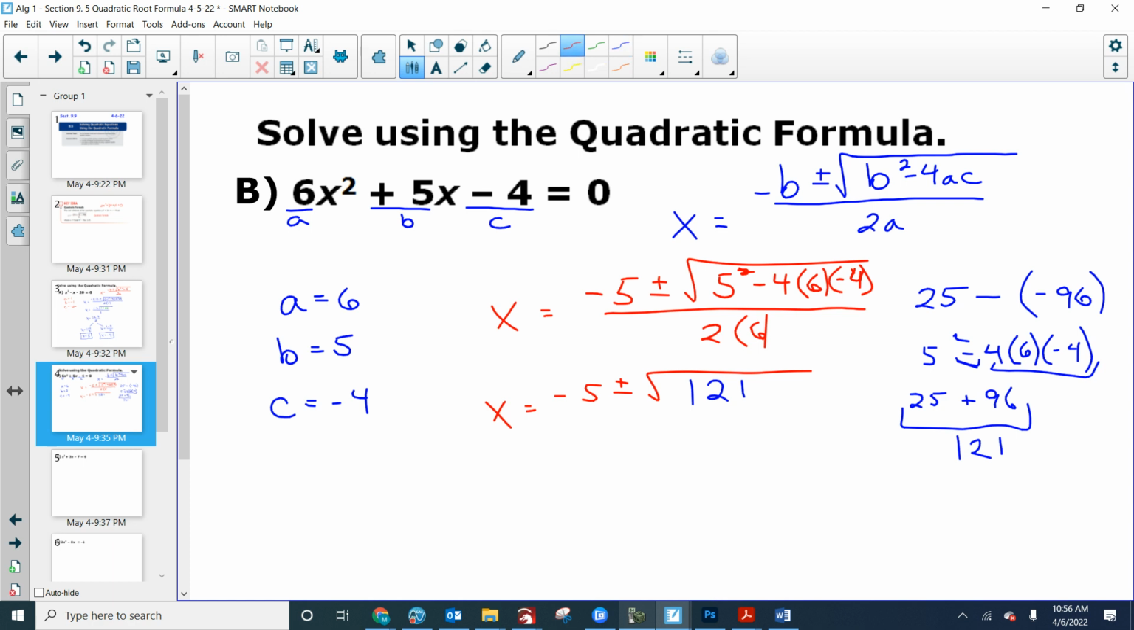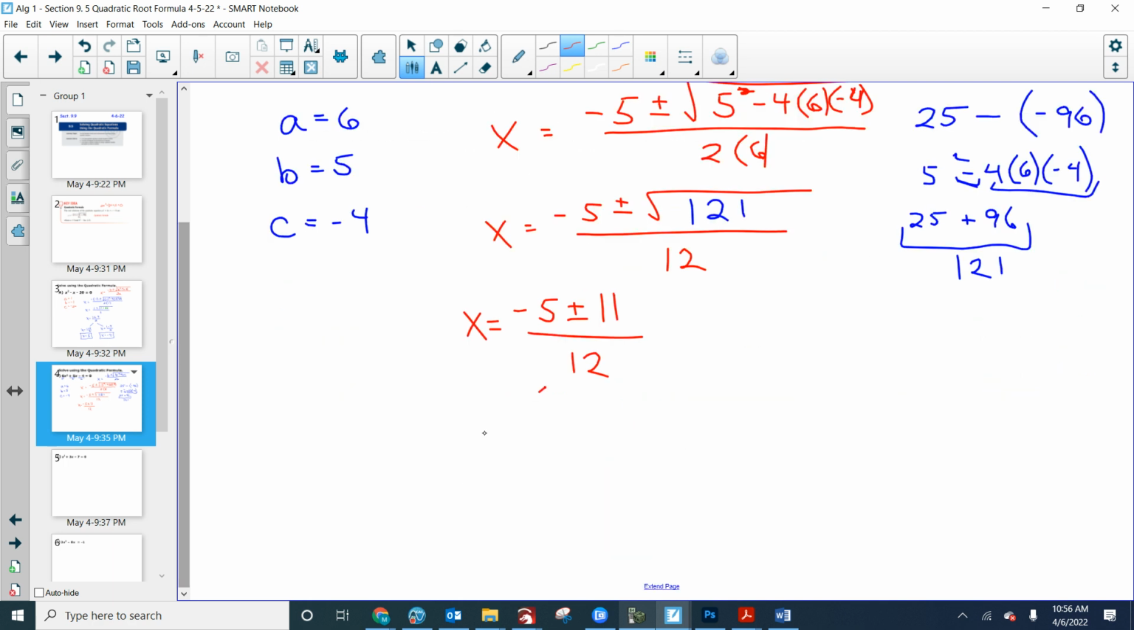It's all over what? 12. Good. So we have x equals -5 plus or minus, what's the square root of 121? 11, all over 12. Break it up into 2 parts. x equals -5 plus 11 over 12. x equals -5 minus 11 over 12.